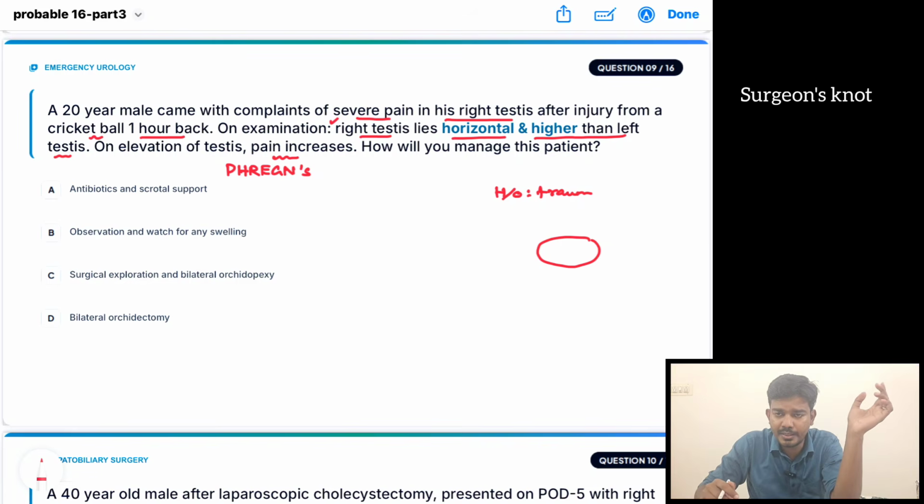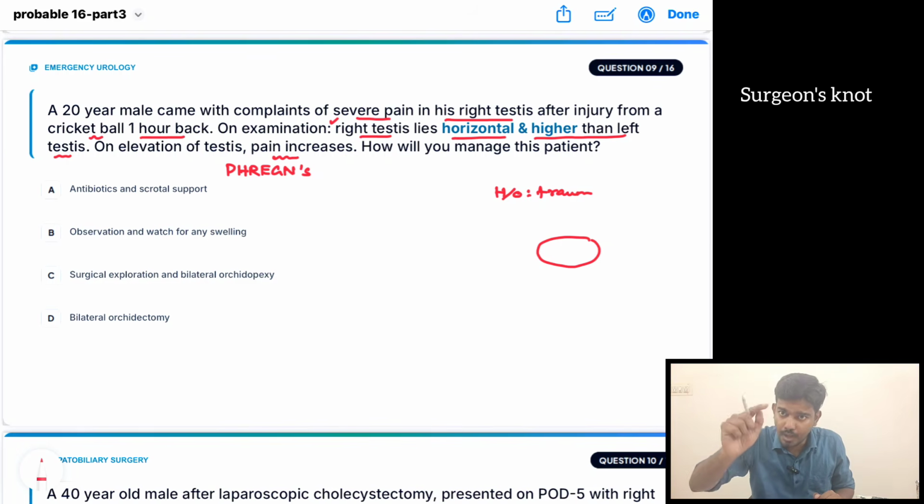How are you going to check for viability? A small incision is put on the testis. If arterial bleed comes, that is suggestive that the testis is viable. If the testis is viable, we keep the testis in a hot gauze pad, and then we are going to do an orchidopexy. We suture the testis to the inner scrotal wall at 3 places: lateral, inferior, medial. This is orchidopexy. If the testis is not viable, we are going to do orchidectomy on that particular side.